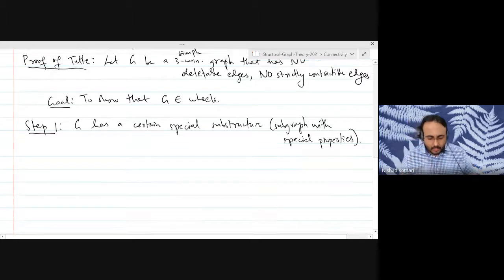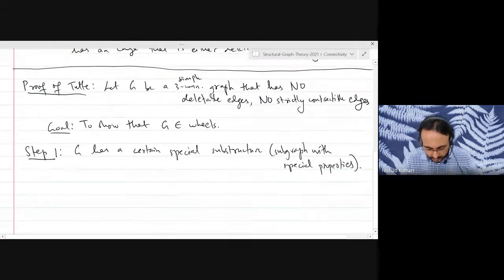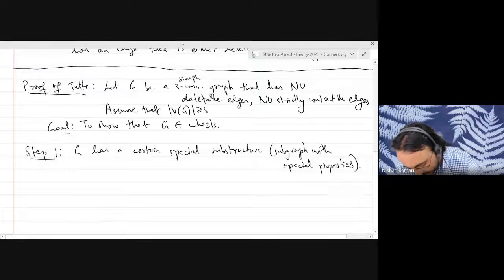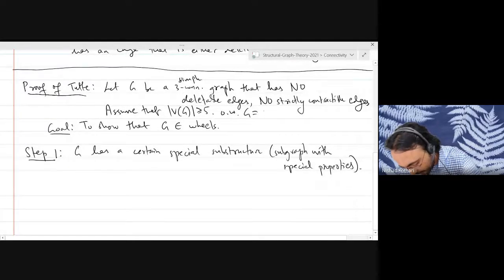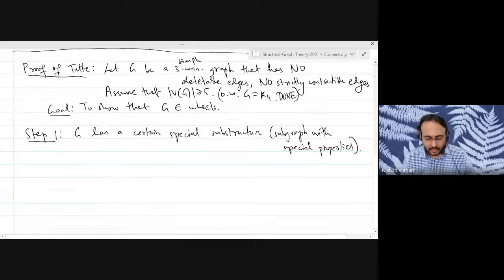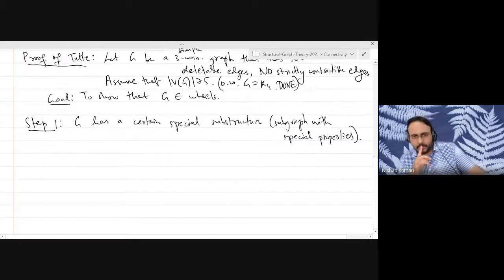Okay, so we have a three connected simple graph. We can assume that the graph has at least 5 vertices, because otherwise it has exactly 4 vertices, and since it's a simple three connected graph, it will have to be K4. Then G is equal to K4, and there is nothing to prove because K4 is a wheel. That is the only simple three connected graph on fewer than 5 vertices. You can check that.